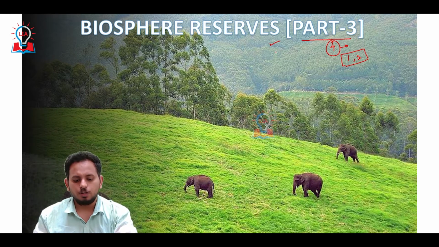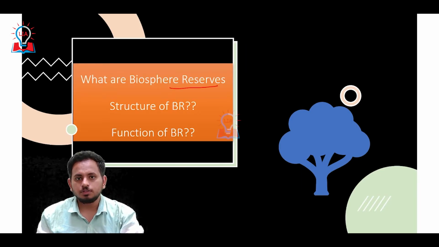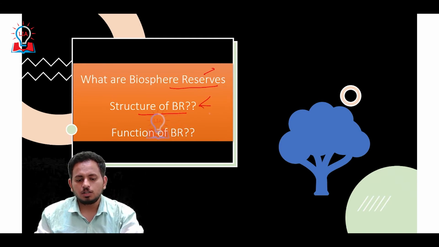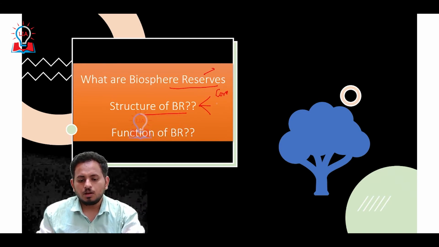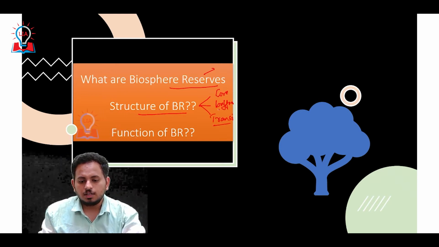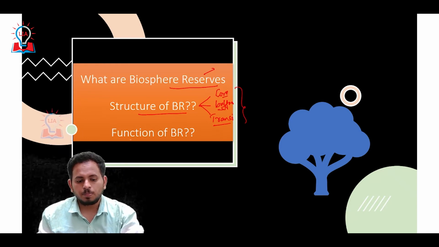In the first video and the second video, we have discussed what biosphere reserves are, what you mean by biosphere reserves, why they are required, and what their importance is. Second, the structure of a biosphere reserve. We have discussed something called core, buffer, and transition. These are the 3 structures that we have discussed in our first video.